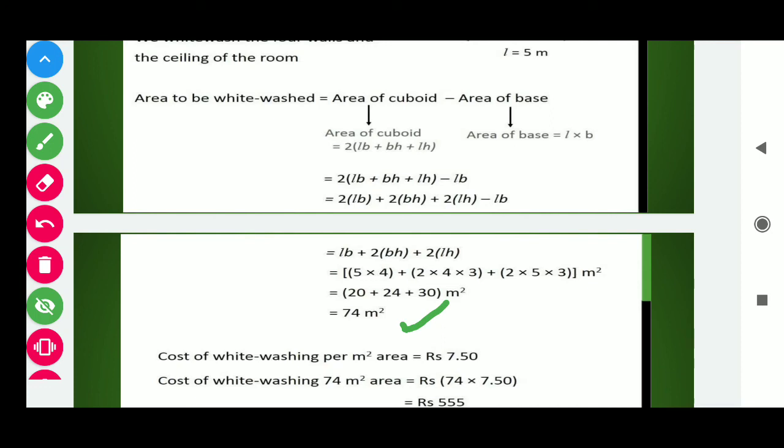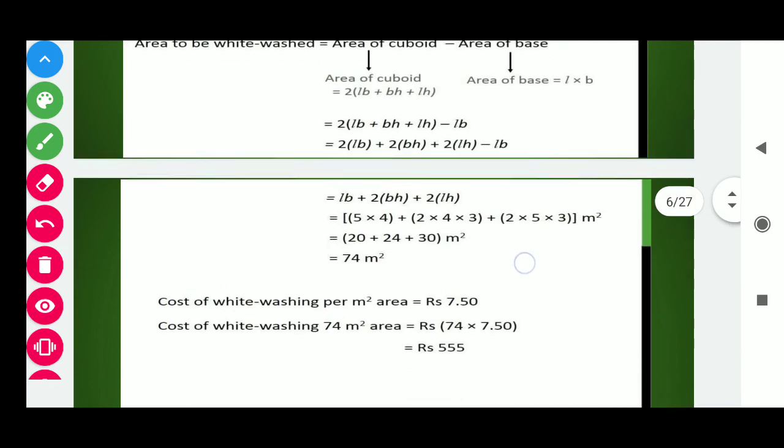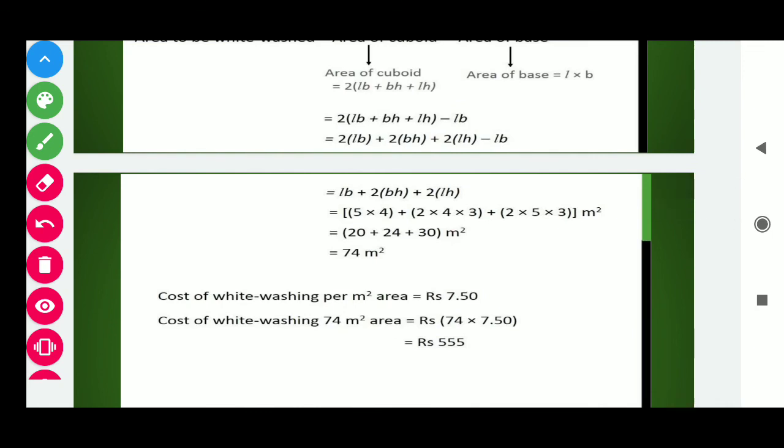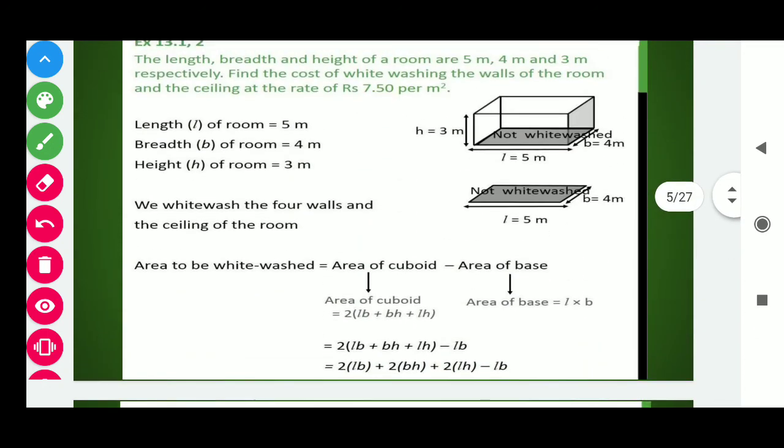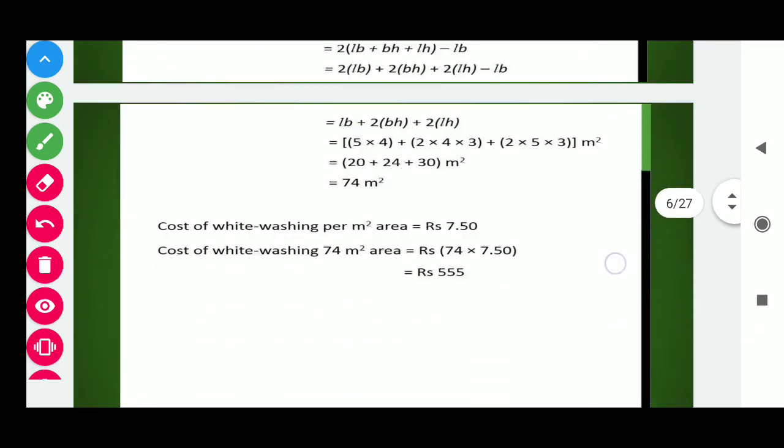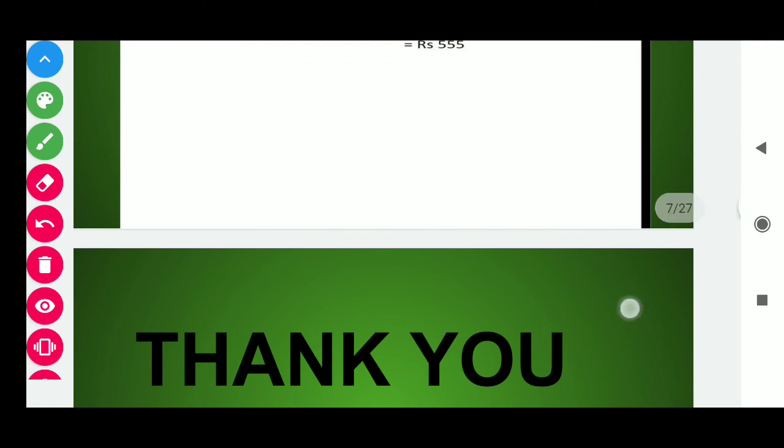The cost of whitewashing per square meter is 7.50. In this way, the cost of whitewashing the 74 square meter area is 74 into 7.50, that is rupees 555. Students, this is the cost of whitewashing the room. So in this way we have completed 2 questions today.